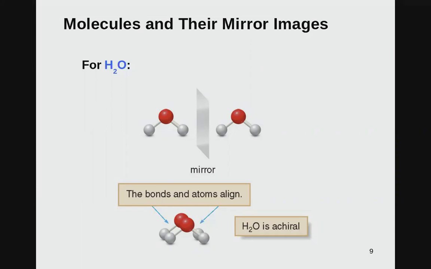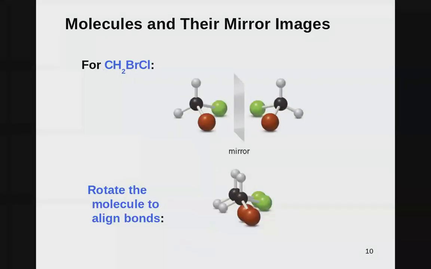And you'll be able to get this for all molecules that you draw. There is always a mirror image. And the question is, do these mirror images line up perfectly in 3D space? And in this case, water, it does.